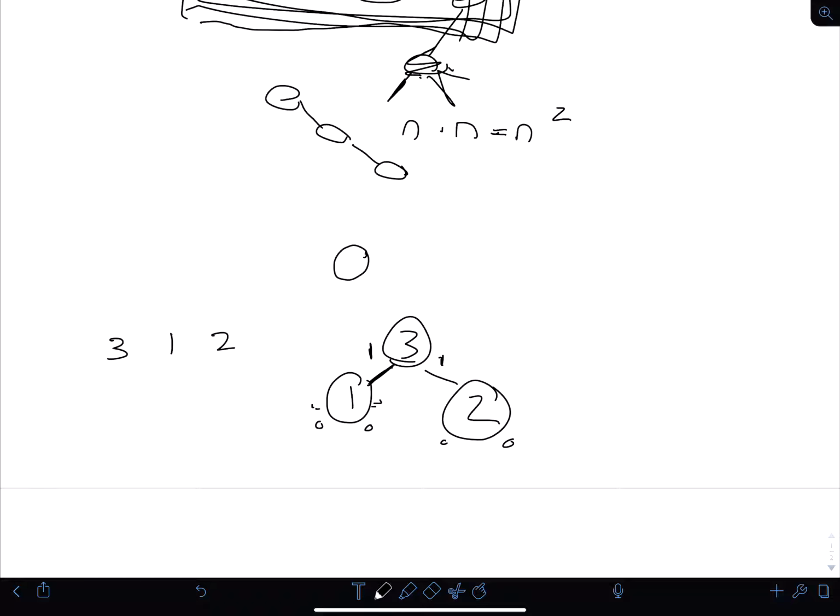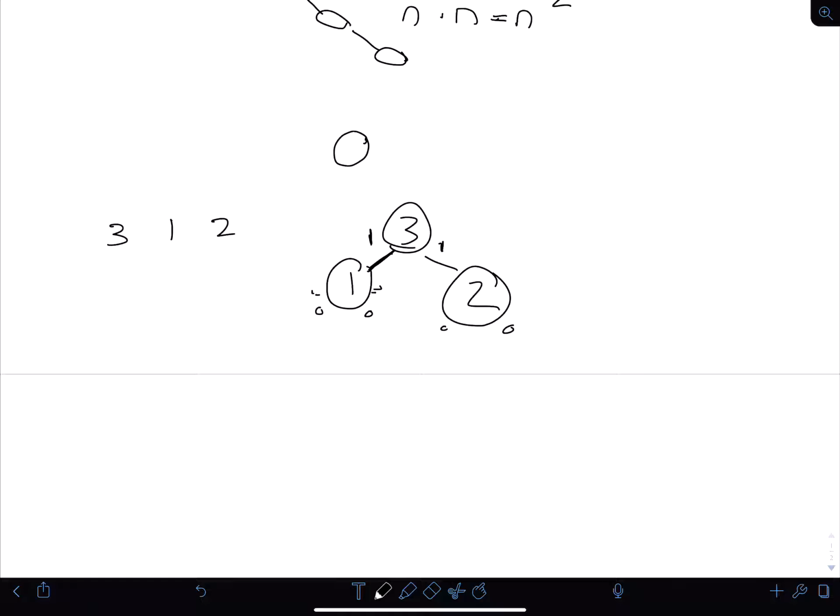Suppose that we then go ahead and insert a 4 or a 5. Let's do a 5. Okay, where's the 5 going to go?